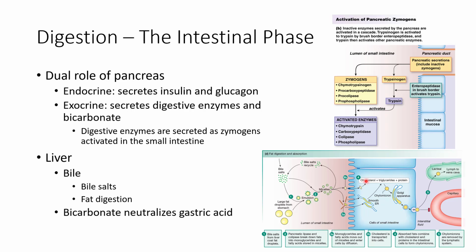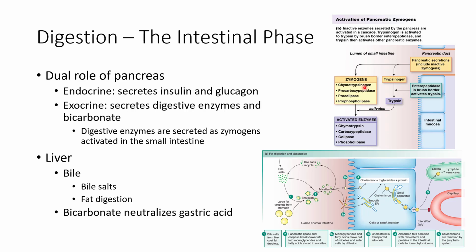Once we move out of the stomach, we then go into the intestines, and we enter the third and final stage, the intestinal phase of digestion. In the small intestines, there are going to be secretions that come from the pancreas and the liver. The pancreas secretes insulin and glucagon, which we'll talk about in the next chapter, that play a role in glucose uptake. But there's an exocrine secretion that goes directly into the small intestine, in which we put in digestive enzymes that we call zymogens.